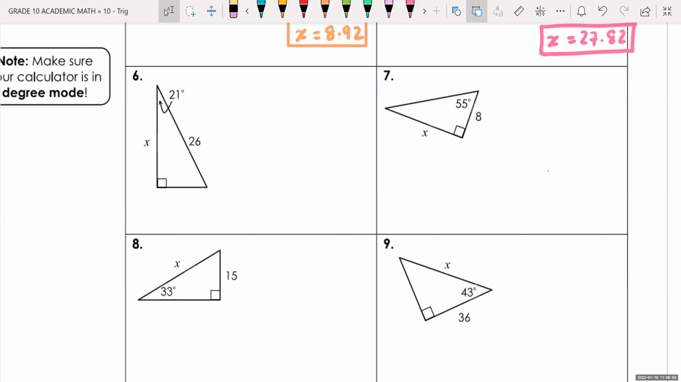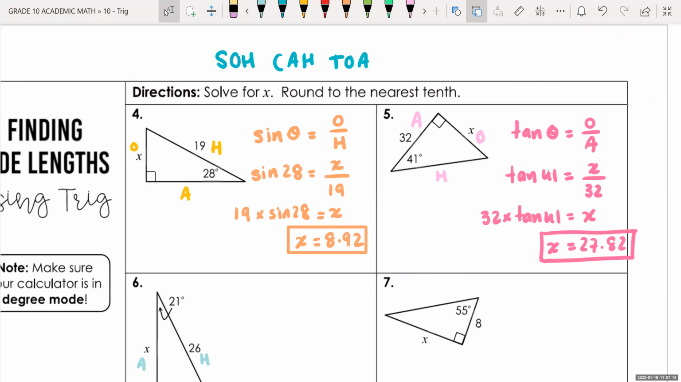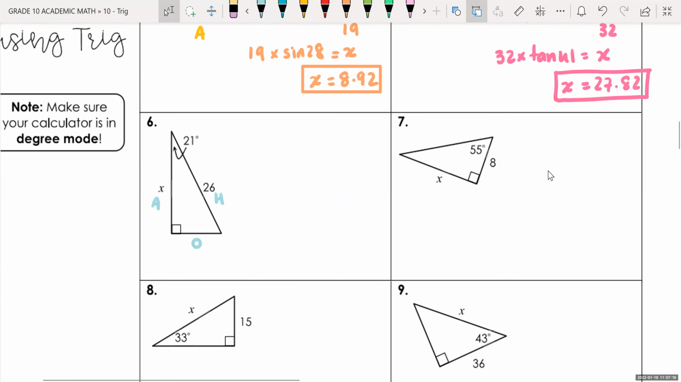Question 6. As we get through more of these questions, we can probably pick up our speed a little bit because you guys are getting the hang of it. For this question, we have 21 degrees. This is your hypotenuse. This is opposite. This is adjacent. So what do you guys think we're going to use? Are we going to use sine, cos, or tan if the opposite side length is not given to us? Yeah, we have to use cosine. So we're going to say cos theta is equal to adjacent over hypotenuse.